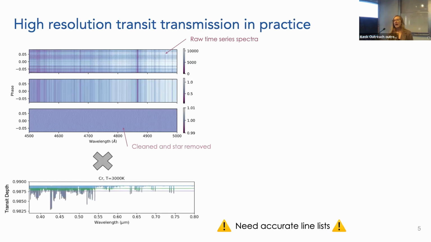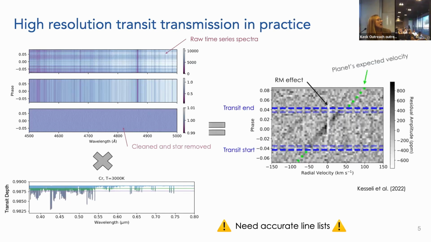You cross correlate that with whatever atom or ion you want to find, and you're left with a cross correlation map where you get excess absorption along the velocity of the planet. Here we're showing a detection of chromium in the atmosphere of WASP-76.